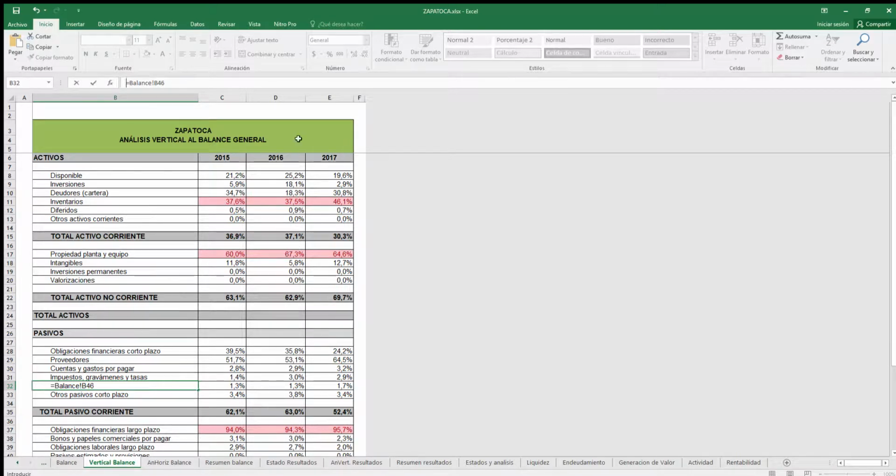Here in 2016 we have a growth in the current assets, and in 2017 we have a decrease in the current assets. The same analysis is done with the not current assets and with all the items here.